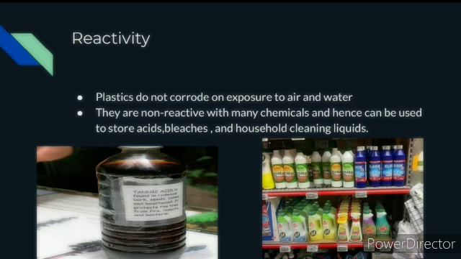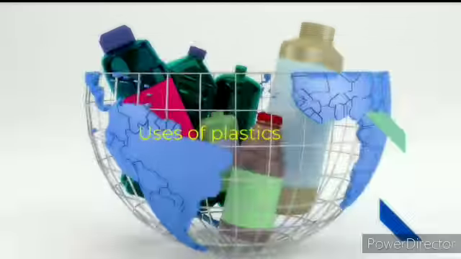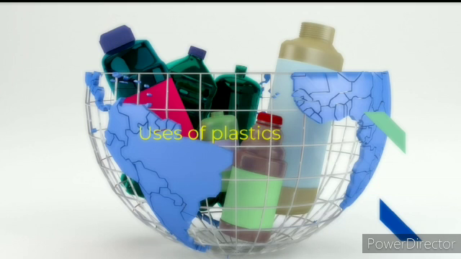Reactivity. So plastics do not corrode on exposure to air and water. They are non-reactive with many chemicals and hence can be used to store acids, bleaches and household cleaning liquids. Flammability. So plastics are inflammable. This can be a drawback to their use. However, their flammability can be reduced by adding certain compounds to the plastic during manufacture. So now let's see the uses of plastic.